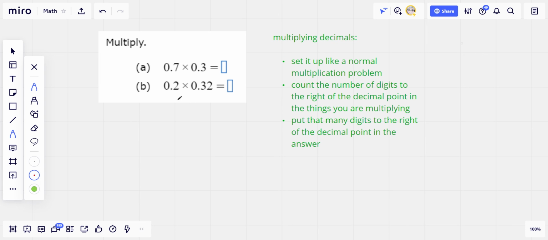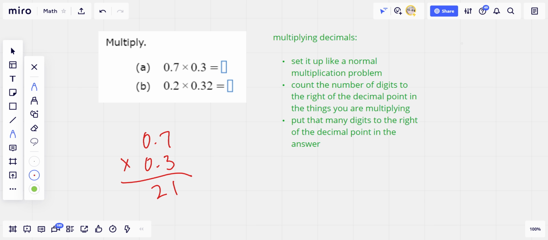We've got two problems to do here in this one problem. So we've got 0.7 times 0.3. So we'll stack those up. I'm going to ignore these zeros out here and just multiply the number part here, the 3 times the 7. And 3 times 7 is 21. Because I'm ignoring the 0 part, I don't carry anything. I just put the 21 down here.